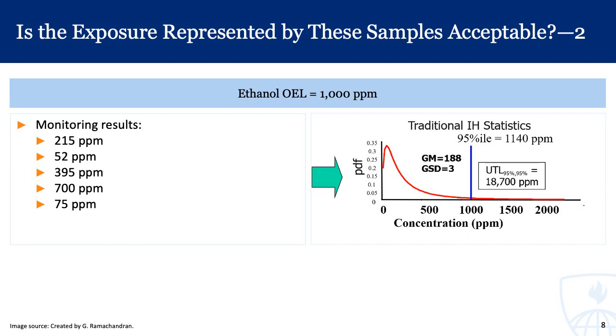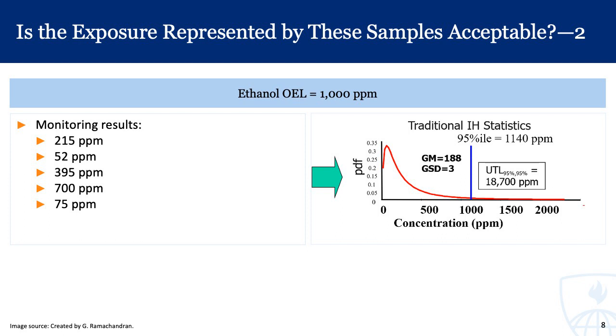So we can run through our traditional industrial hygiene statistics. And we can say, okay, from these 5 data points, we can calculate the geometric mean and the geometric standard deviation, and then we can calculate a 95th percentile, which turns out to be slightly larger than the OEL. So it's 1,140 parts per million. And the upper tolerance limit for 95% confidence for the 95th percentile is an incredibly large 18,700 parts per million.